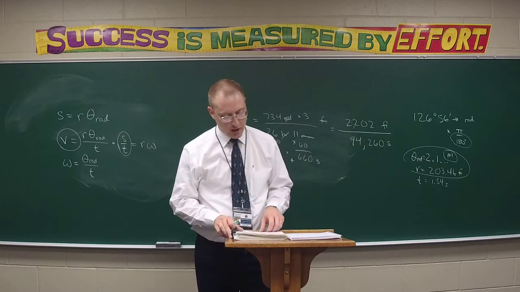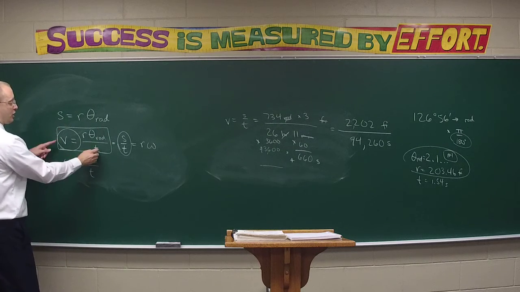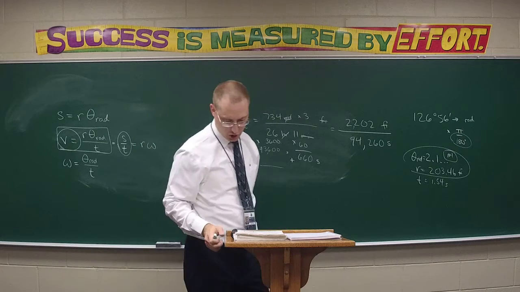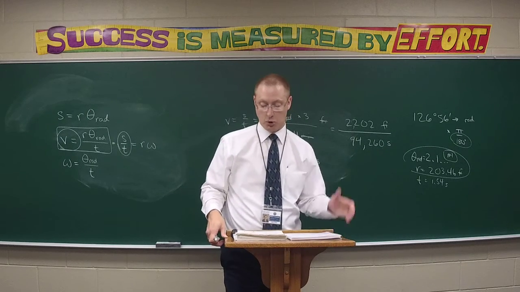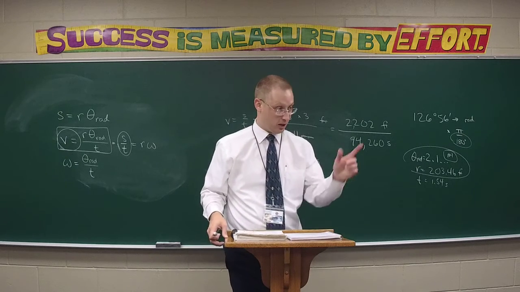Number 32, finding the time given r theta and V. Now looking at this equation, alternating, r theta rad over V. So on number 32, we've got the r, we've got the theta rad, multiply all that out, then divide by the velocity. Get what time there, Ethan?